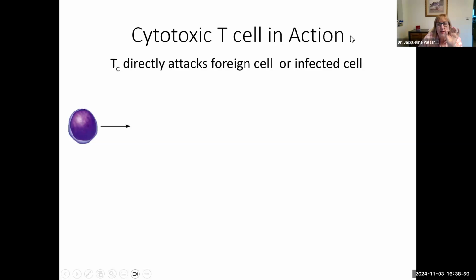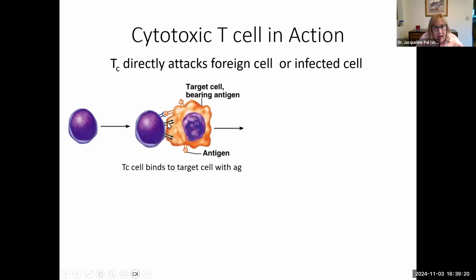All right, so let's look at the cytotoxic T cell in action in detail as I promised. Okay, so the thing about the cytotoxic T cell is that it directly attacks the foreign cell or the infected cell. So here it is, sitting around. Oh, now it's ready to get called to duty. It's got the rifle with the little bayonet on it.